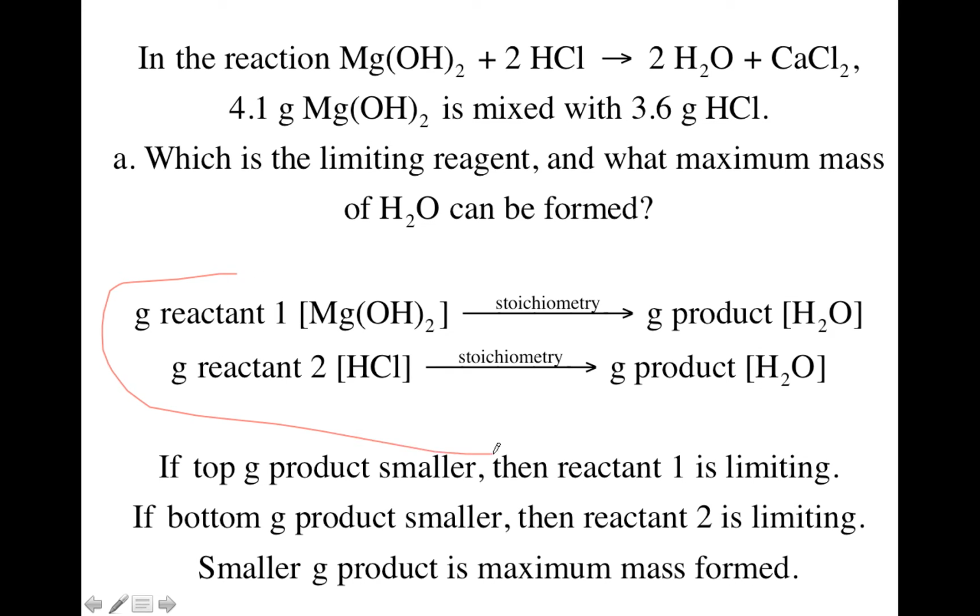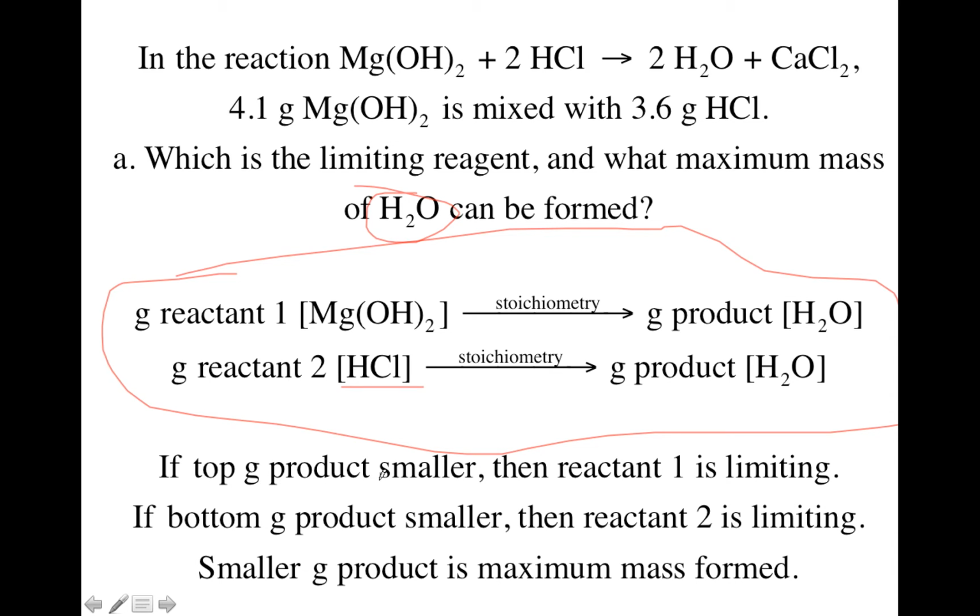So right here is your general strategy. You're going to take the grams of the first reactant and do stoichiometry to figure out grams of the product. In this case, water is mentioned, so that's the product you're interested in. And then you're going to do the same thing for the other reactant, in this case HCl. Do another round of stoichiometry to figure out grams of water produced.